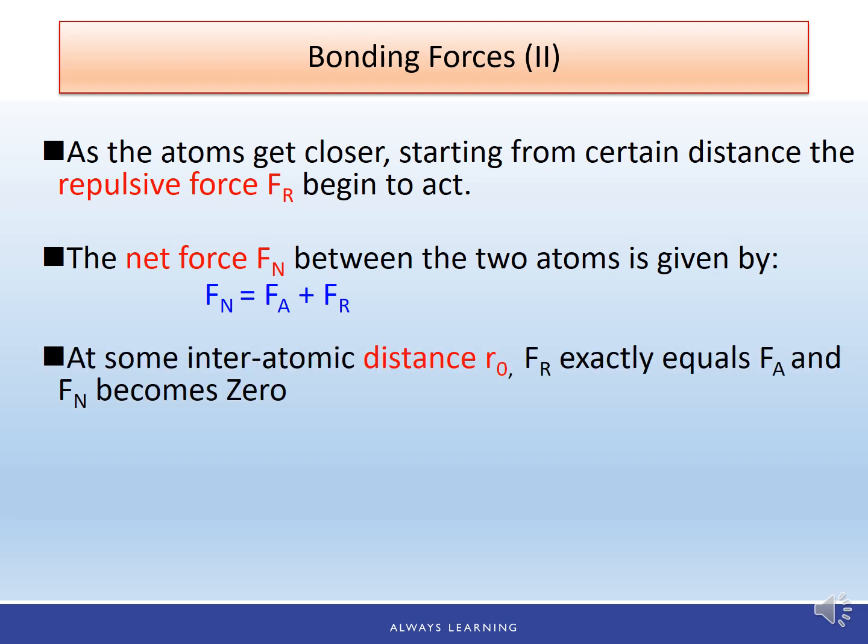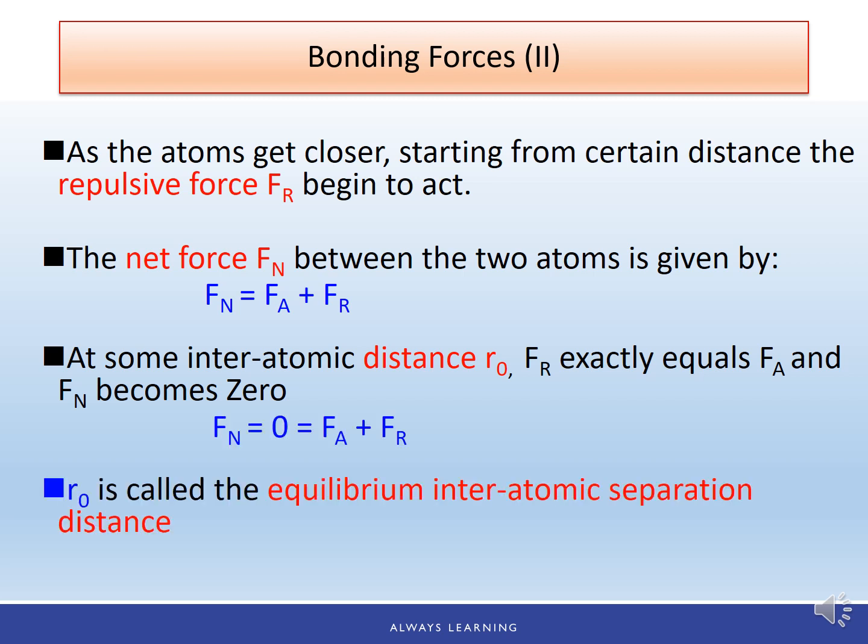At some interatomic distance R0, Fr exactly equals Fa, but they are in opposite directions, so the net force between the two atoms becomes 0. So that's the equilibrium position of the two atoms, and this R0 is referred to as the equilibrium interatomic separation distance.